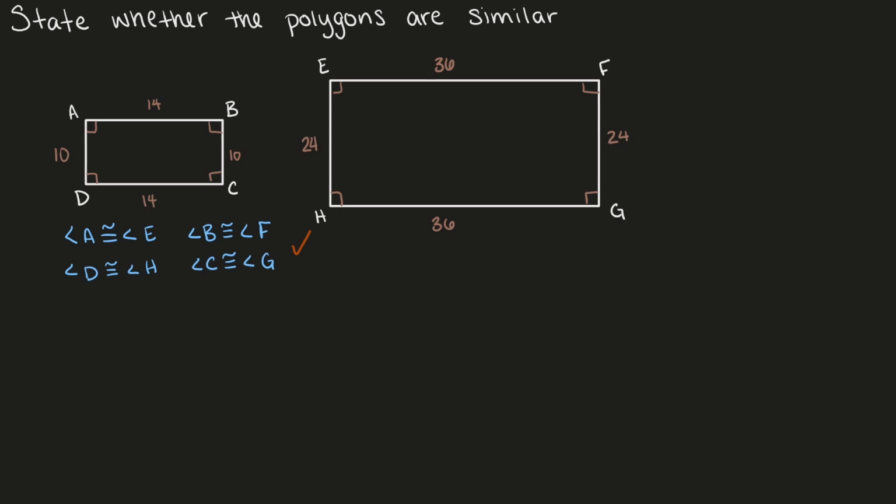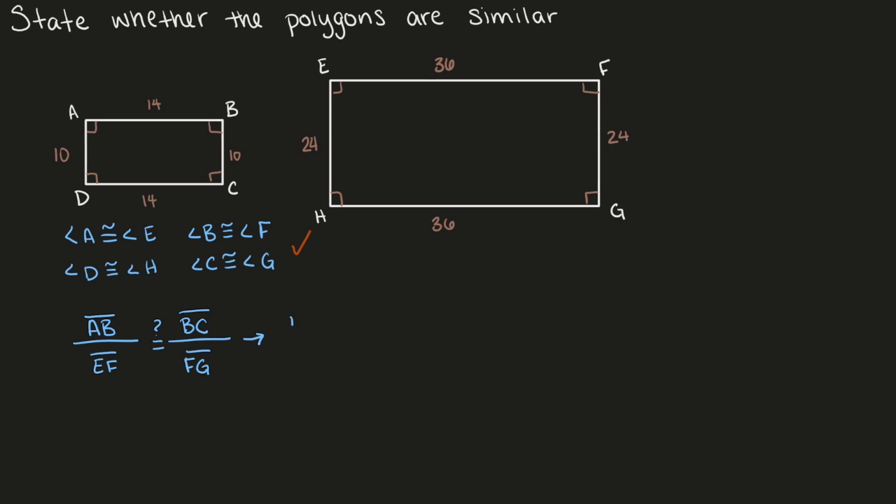Now, let's see if the lengths of our corresponding sides are proportional. So side AD corresponds with EH, AB corresponds with EF, and then on the flip side, BC corresponds with FG, and CD corresponds with GH. So let's compare AB and BC, and then EF and FG. Those are our corresponding sides. Let's see if they are proportional. We'll do AB over EF. Is that equal to BC over FG?